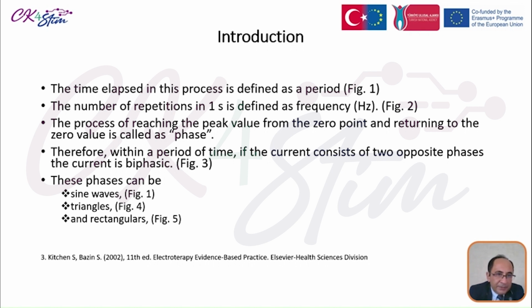Here, the period is the time elapsed during the process, starting from zero, going to the highest positive value or negative maximum value, coming back to zero, and going through the highest negative or positive process once again, is called a period. The number of repetitions of each process in 1 second is defined as frequency.